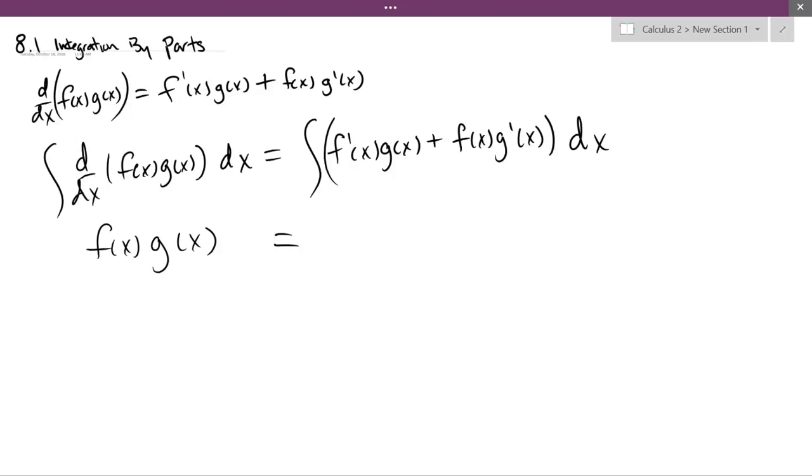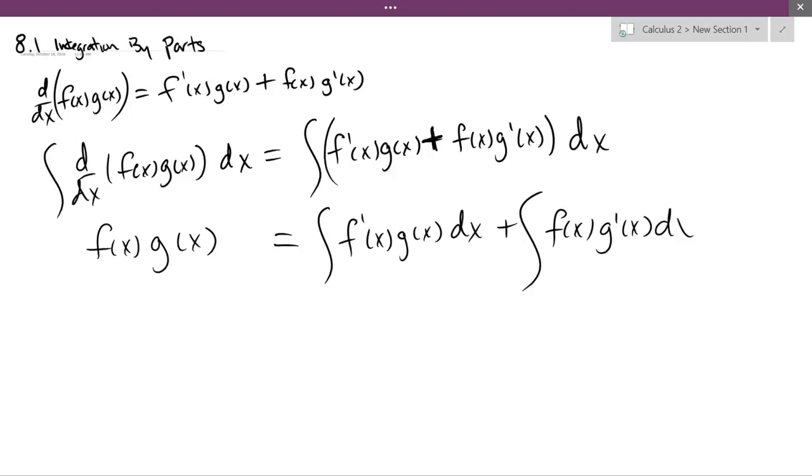Now on the right side, what can I do? The only thing I can really do is split up the integration across the plus. So this is the integral of the first plus the integral of the second. So I'm going to split this up: integral of f prime x g of x dx plus integral of f of x g prime x dx.